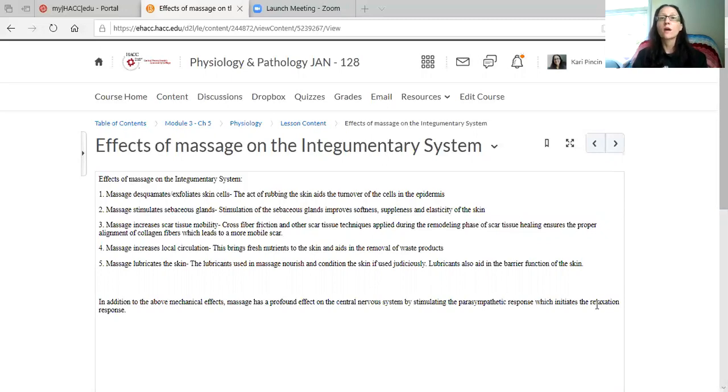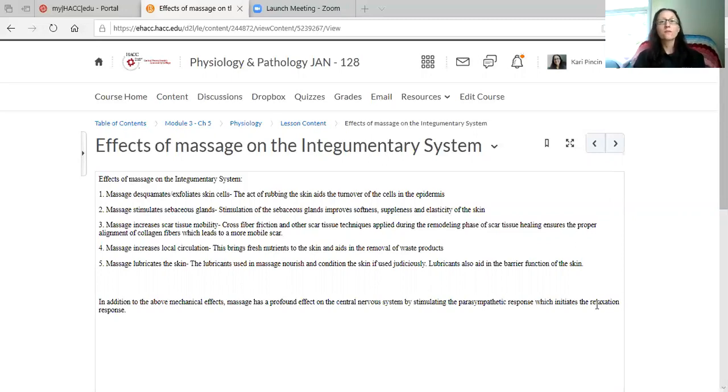I bring that up for a couple of reasons. First of all, it is on the MBLEX. It is a piece of information that you should know. And also because not all effects of massage on a body are the same. And they do very, very different things, whether they're mechanical or reflexive.